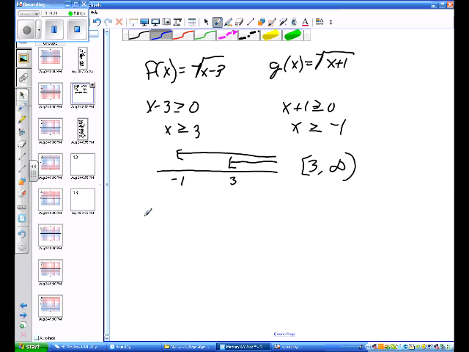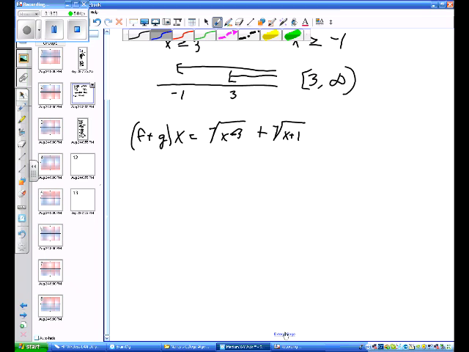So if we go to add and we want f plus g of x, that means we take f of x, which is the square root of x minus 3, and we're going to add to that g of x, which is the square root of x plus 1. And there's not any simplification that we can do, so that would be our final answer.